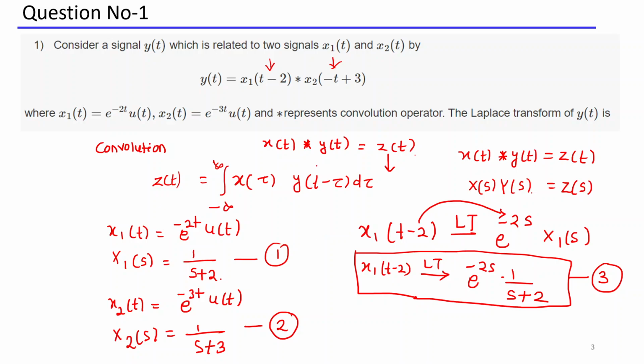Then the second part is very important, x2(minus t plus 3). How do you find the Laplace transformation of x2(minus t plus 3)? You already know the Laplace transformation of x2(s) is 1 by s plus 3. Let me go to a fresh space to find x2(minus t plus 3). So I am writing here x2(minus t plus 3). If the signal is given like this, there are two things: one is scaling, the other is shifting. So first of all, you have to find out how much scaling there is.